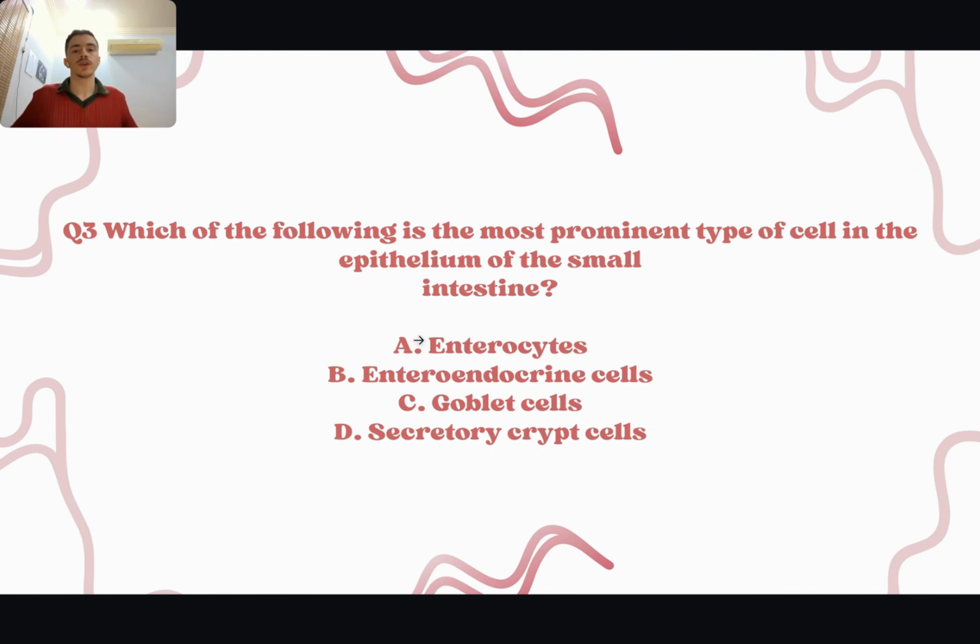Which of the following is the most prominent type of cells in the epithelium of the small intestine? We said you can find a lot of it. Is it enterocytes, endocrine cells, goblet cells, or secretory crypt cells? Right, it's A, which is enterocytes. It's very abundant. I think we finished.